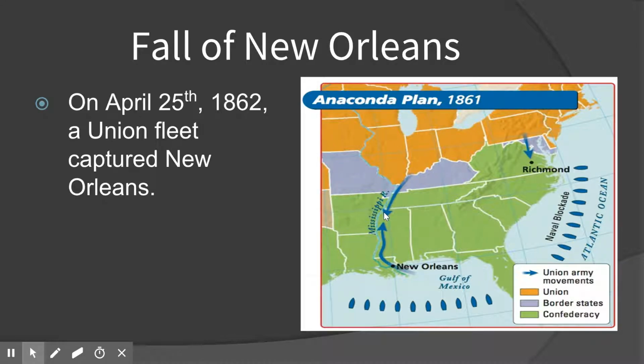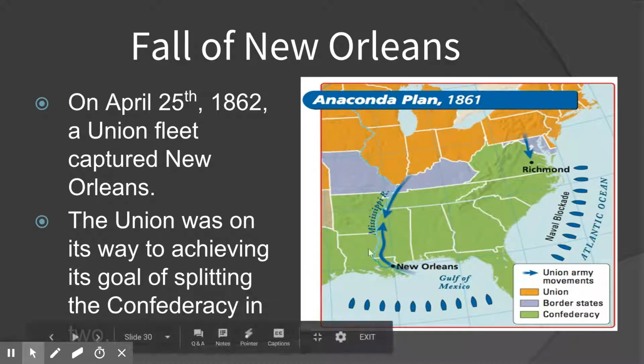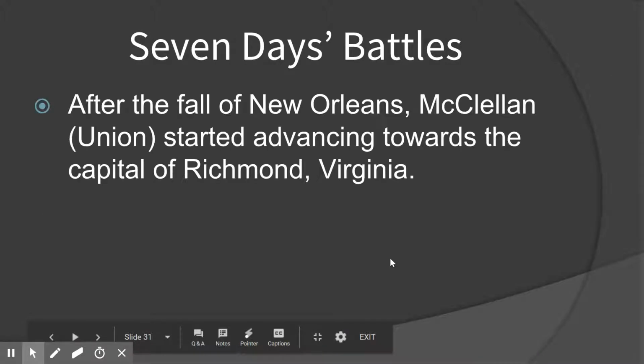On April 25th, 1862, a Union fleet captured New Orleans. The Union was on its way to achieving the goal of splitting the Confederacy in two. So again, we've come down here. We've got control of the Mississippi River. We've captured New Orleans now.